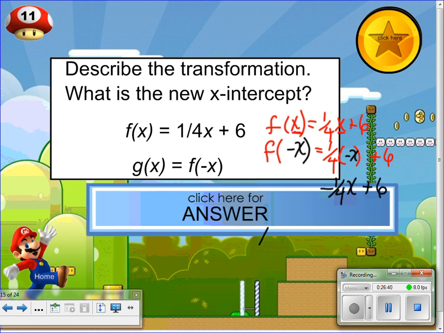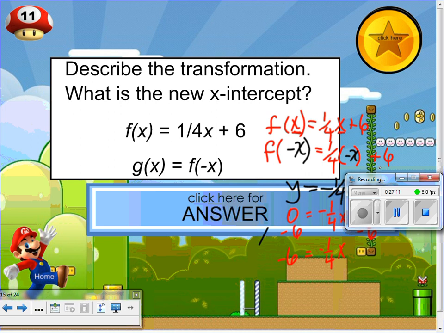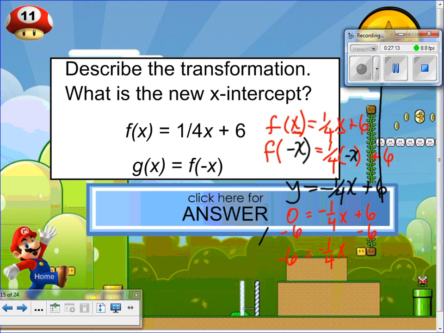And when you want to solve for the x-intercept, you make the y 0. So in our equation right now, we have y equal to negative 1/4 x plus 6. We're going to make the y 0 and solve for it. So we're going to subtract 6 from both sides. That's going to give us negative 6 equals negative 1/4 x. I'm sorry if that's hard to see.